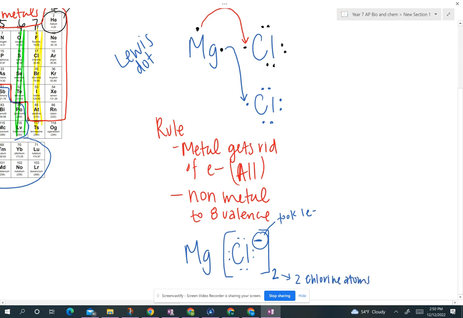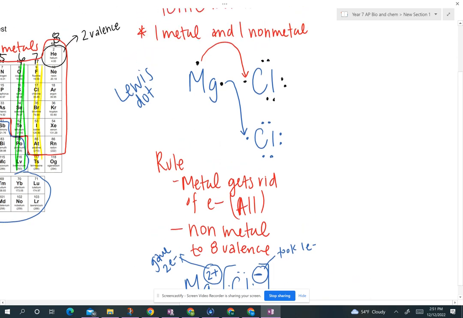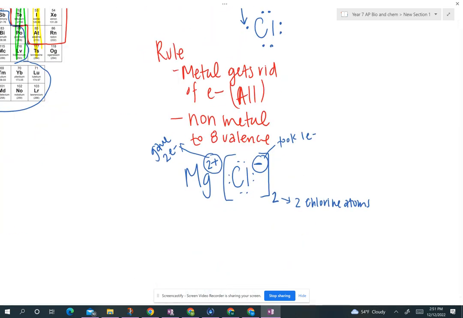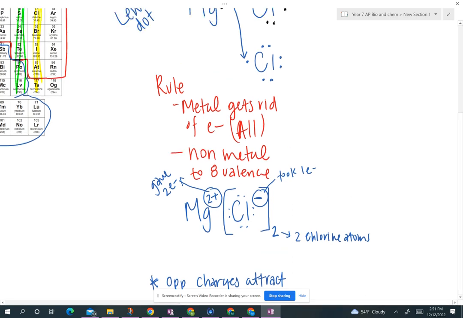Now, for magnesium, it is 2 plus, because it gave away 2 electrons. What you're also going to see with ionic bonds is that opposite charges attract. And we're going to see that my charges do balance out, and I have my ionic bond.